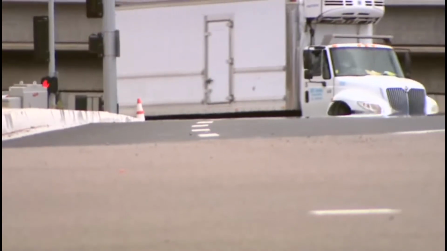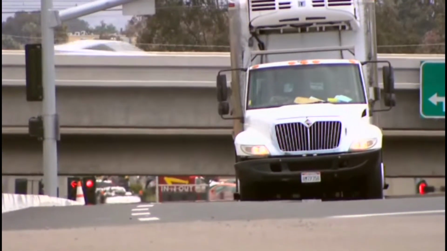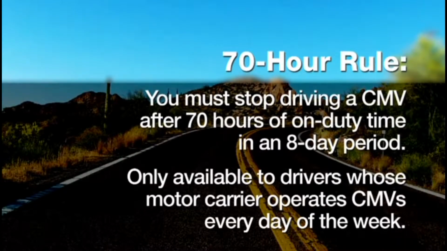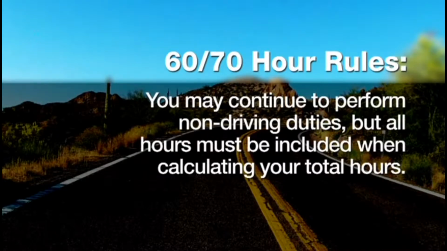This rule applies to drivers who work for motor carriers that do not operate commercial motor vehicles every day of the week. The 70-hour rule says you must stop driving after you've accumulated 70 hours of on-duty time in an 8-day period. This rule applies to drivers who drive for motor carriers that do operate CMVs every day of the week. Under both the 60-hour and 70-hour rules, you may continue to perform non-driving duties after you've hit the limits. But all hours must be included when calculating your total hours.